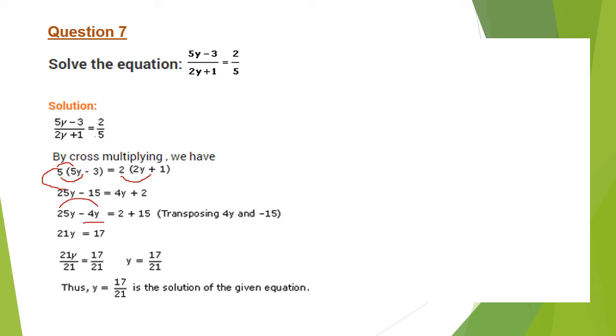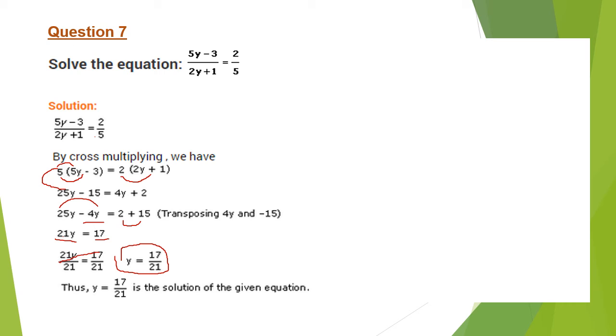Children, in 25y, 4y goes, so we will get 21y, which is equal to 2 plus 15, 17. I hope you understood this, children. If we transpose this multiplication 21 to this side, it becomes divided by 21. So y value is 17/21.